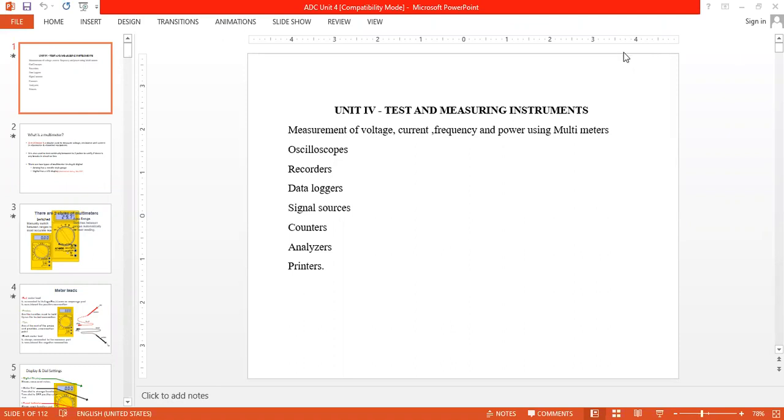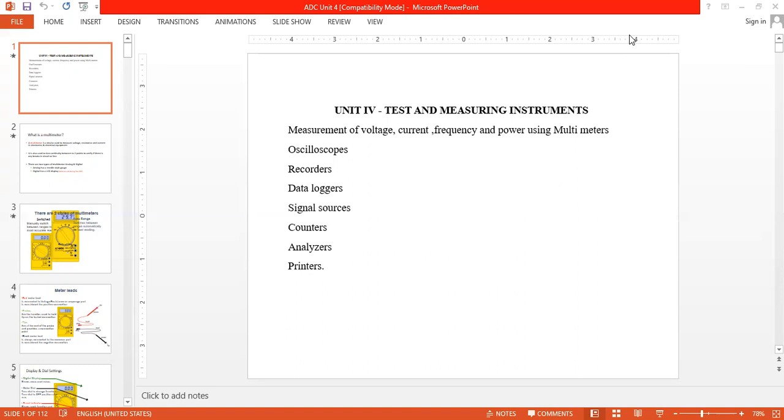Nowadays we are using a large number of electronic devices in day-to-day life. If you want to test or measure the value of electronic devices, you have to use different tools. We are going to see these instruments in this chapter: the different measuring instruments, their characteristics and their applications.